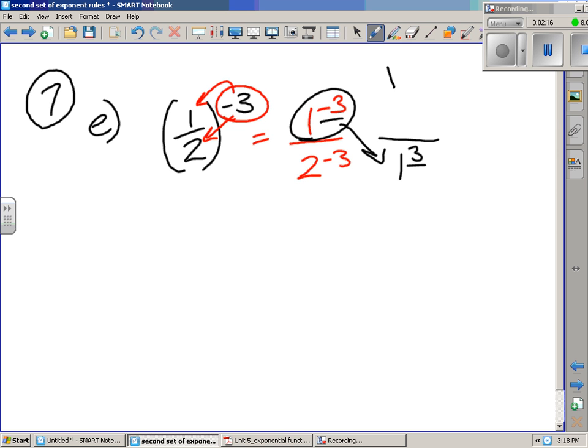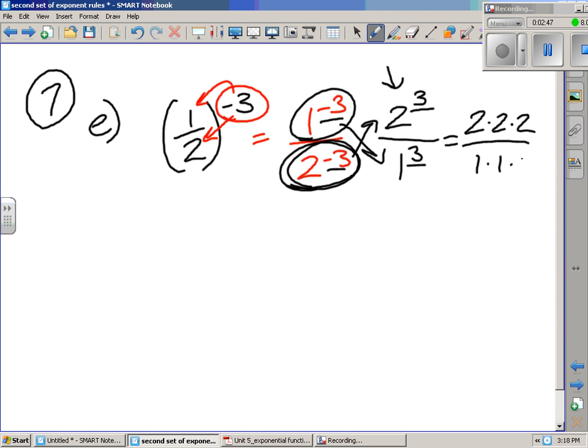Now, up here would be a hidden 1, but I'm going to skip that step because I'm going to right away flip this over the fraction bar in the same move so that I can do this faster. When you flip something over the fraction bar, you flip the entire thing, the base and the exponent. And the sign of the exponent changes to a positive in this case because it was originally negative. So we get 2 to the 3rd over 1 to the 3rd. We can write that out as 2 times 2 times 2 over 1 times 1 times 1. 2 times 2 is 4. 4 times 2 is 8. So we get 8 over 1, which equals 8.